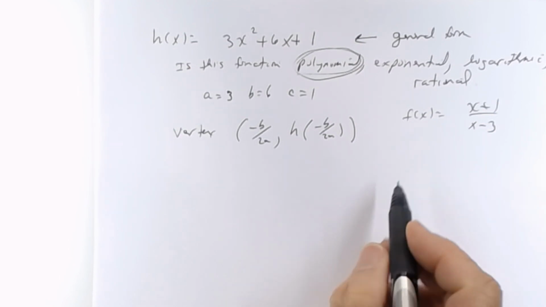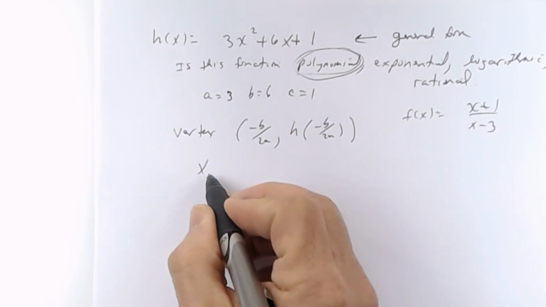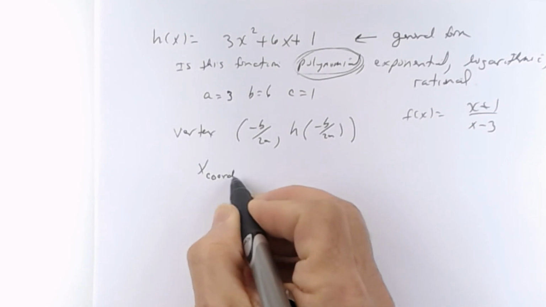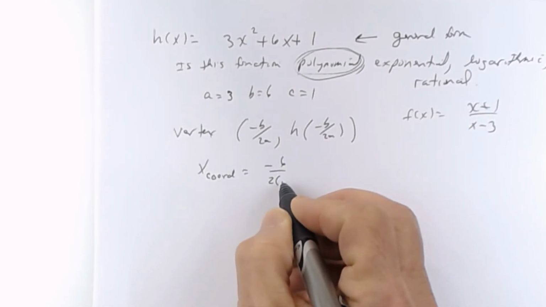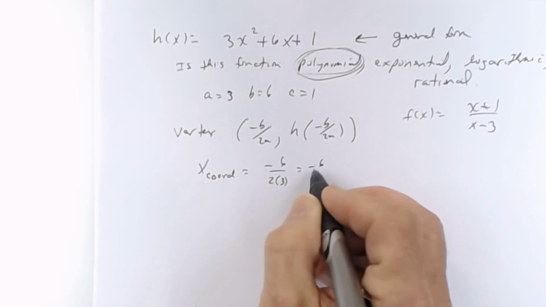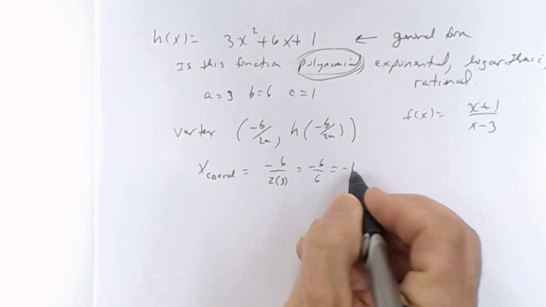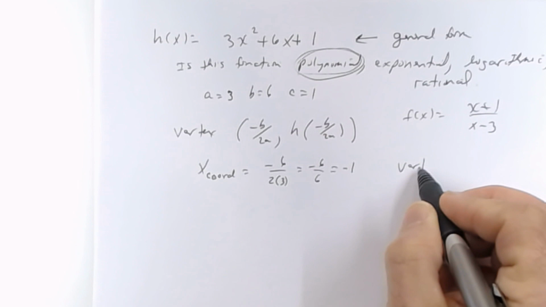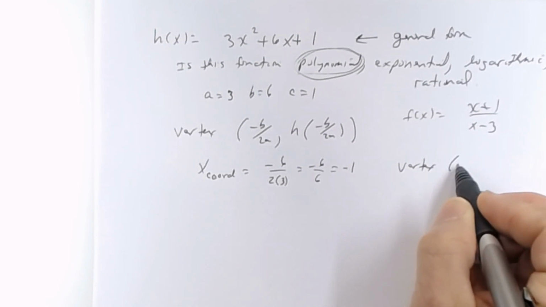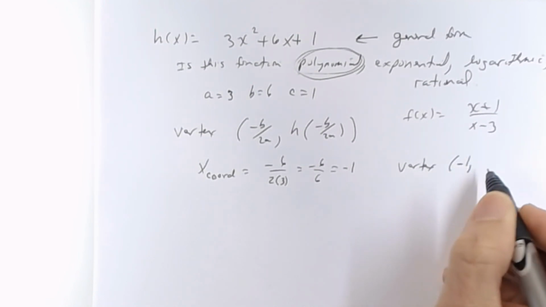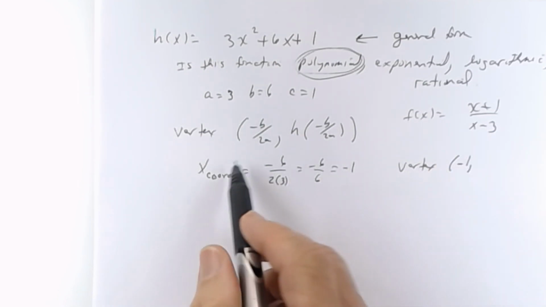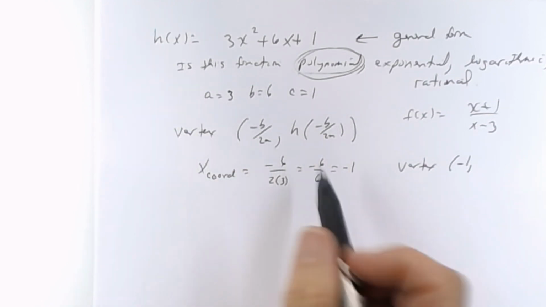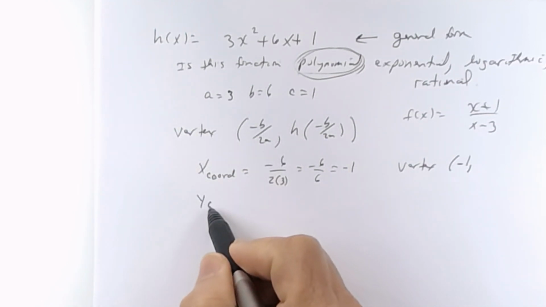Okay, so the x-coordinate of the vertex is -6 divided by 2 times A, what's A? So that's -6 divided by 6, which is -1. So my vertex has x-coordinate -1. How do I find the y-coordinate of the vertex? Substitute -1, so you're really finding h of what? -1.